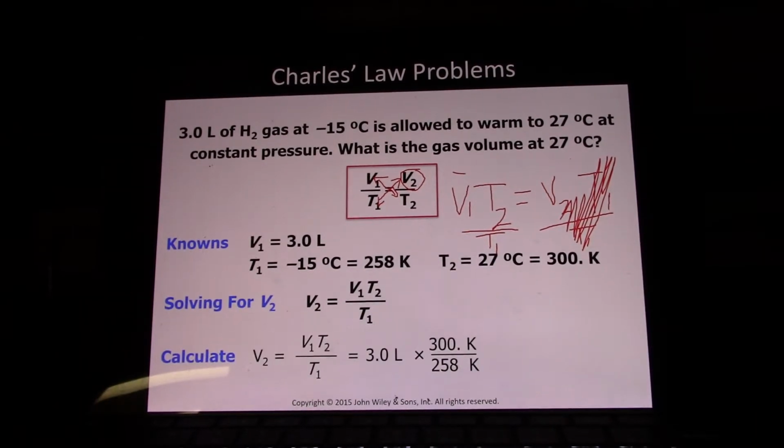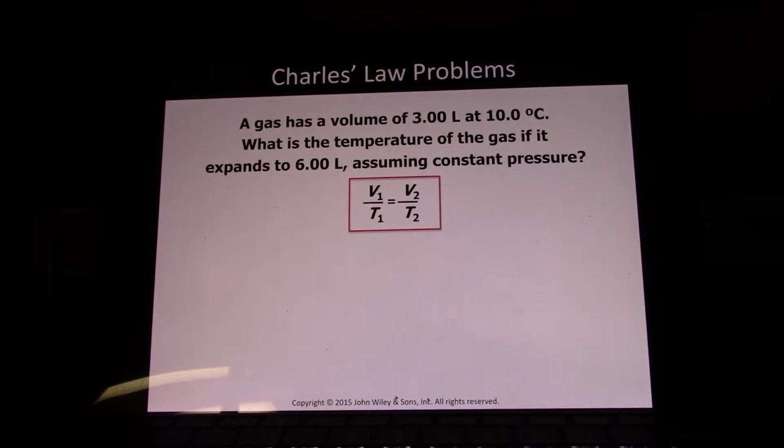We plug and chug with the Kelvin temperatures. That's essential. You must use Kelvin temperatures to get an answer of 3.5 liters. Again, you must use Kelvin temperature with gas laws. The gas has a volume of 3 liters at 10 degrees Celsius. What is the temperature of the gas if it expands to 6 liters?